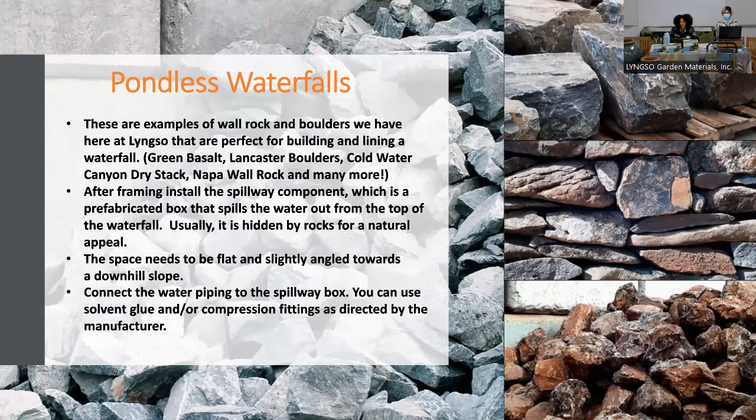When you start framing the waterfall and you're keeping all those things in mind, you're going to want to hide the spillway component. The spillway component is where the initial water comes out from the top of the waterfall. The space where the spillway component sits needs to be completely flat and angled slightly downward for a downhill slope like a waterfall would go. And you connect the piping that you ran from the circulation pump to the spillway box, and you're going to want to seal that piping somehow by using a solvent glue or compression fittings that may have come with the pump already.